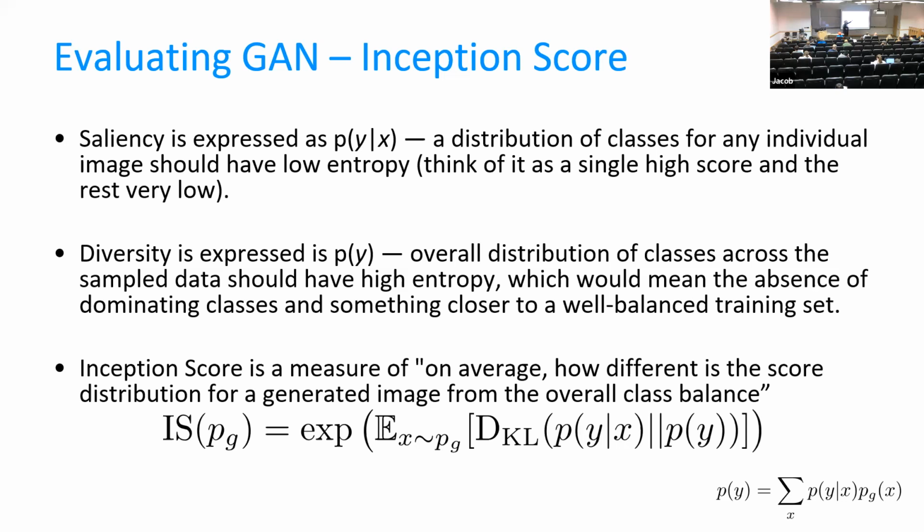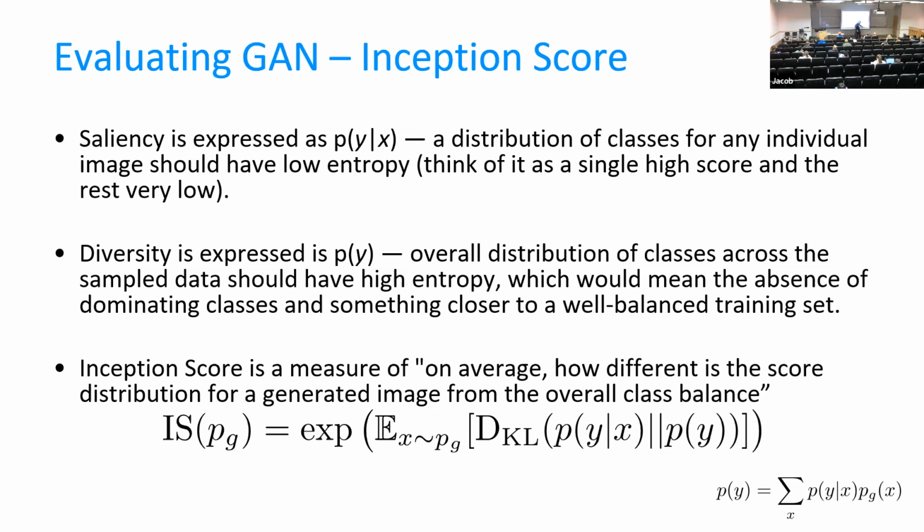So if we were to sum over all images in our data set, or sum over all generated images, would we want them all to be in one class, or would we want them to be in many classes? Many classes, right? That would be diversity. And so that's what we're going to do. We're going to bring this all together and say that P of y is the sum over all generated images of the probability of the image times the probability of class given image.